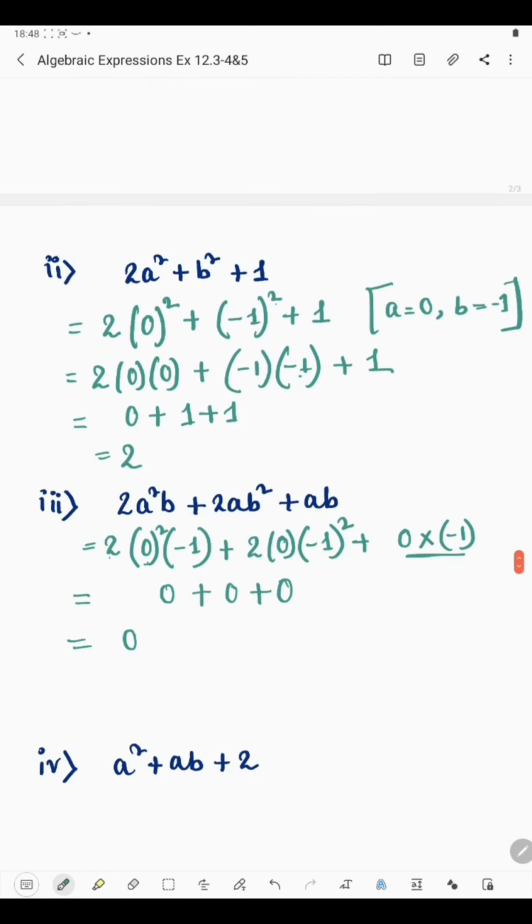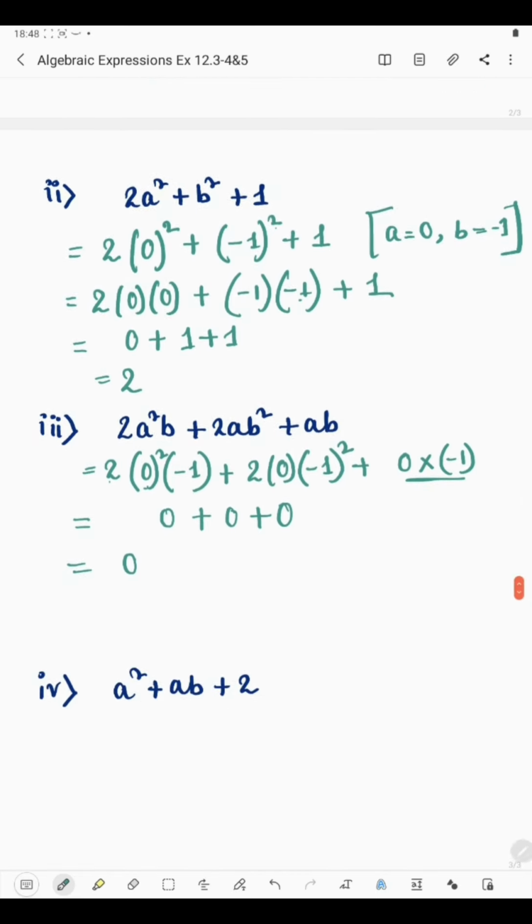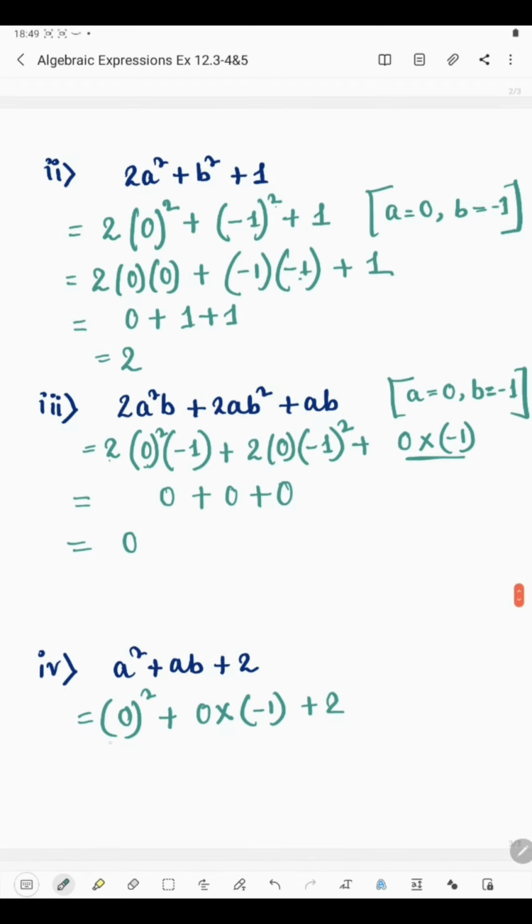Now coming to the last part. We have a square plus ab plus 2. So a is 0 square, because a square was there, plus a is 0 and b is minus 1, plus 2. Now here 0 square means 0, plus 0 multiplied by minus 1. When you multiply by 0, we'll get 0. So here also 0 plus 2, so it will be 2. So the answer of this part will be 2. So this was all about question number 5.